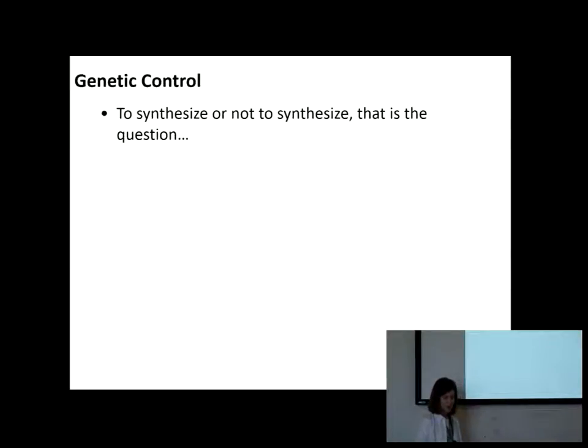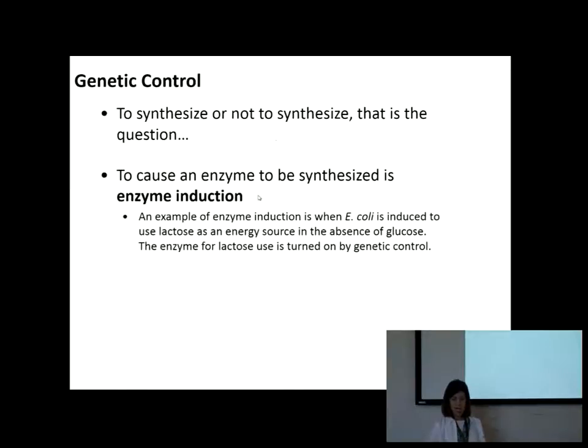The way to control by genetic control is through what we call induction or repression. In other words, we're either going to synthesize or not synthesize the enzyme. To cause an enzyme to be synthesized is called enzyme induction. An example is when E. coli is induced to use lactose as an energy source in the absence of glucose. That enzyme to use lactose as the energy source is turned on by genetic control.